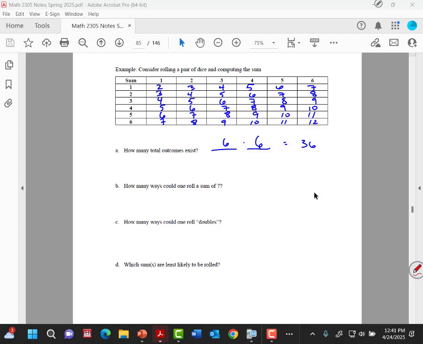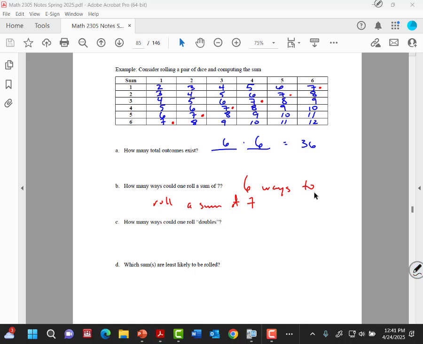Okay, how many ways could one roll a sum of 7? Okay, well, that occurs 1, 2, 3, 4, 5, 6. So there are 6 ways to roll a sum of 7.